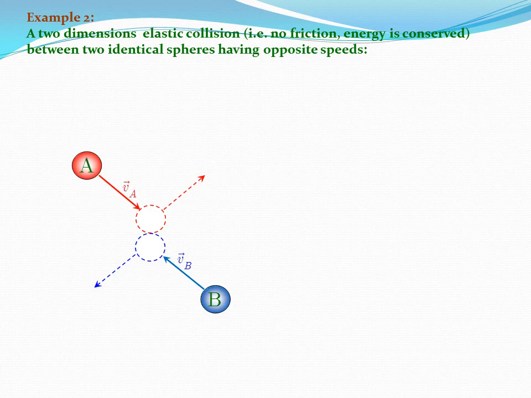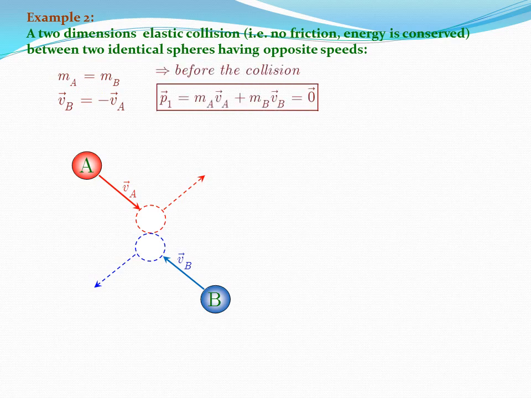Another example: a two-dimensional elastic collision between two identical spheres having opposite speeds. Let ma and mb be their common mass and vb equals minus va their velocities. When they are not moving too fast, classical mechanics holds. Therefore, momentum is conserved. Before the collision we have p1 equals 0 according to these relations.